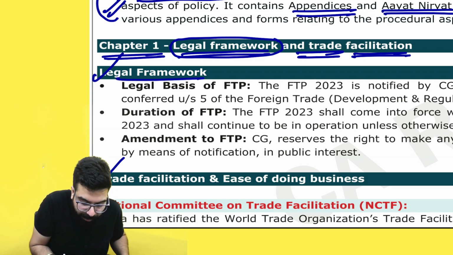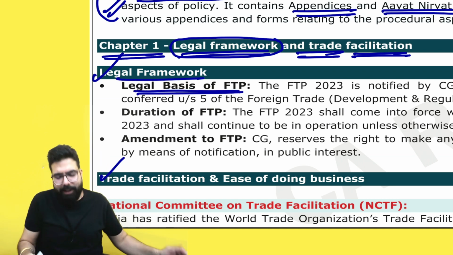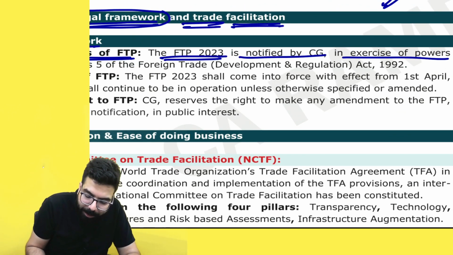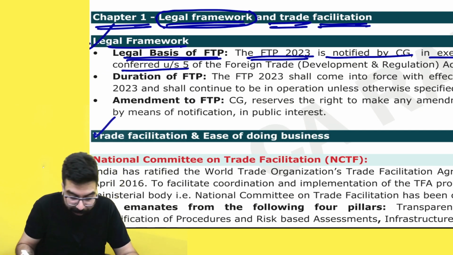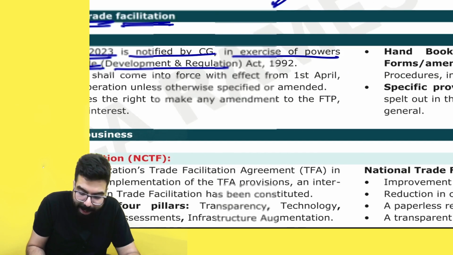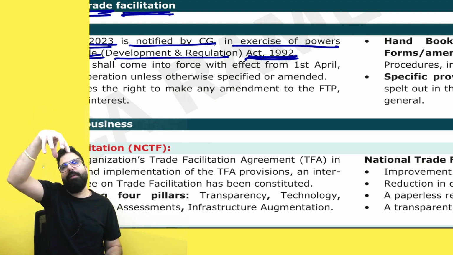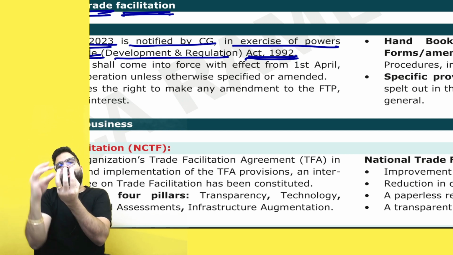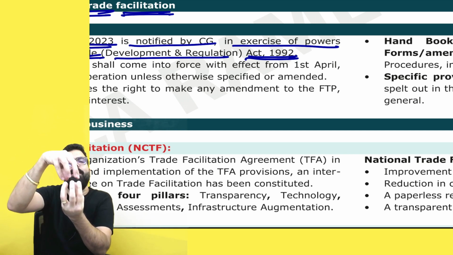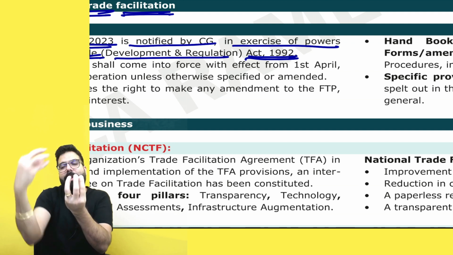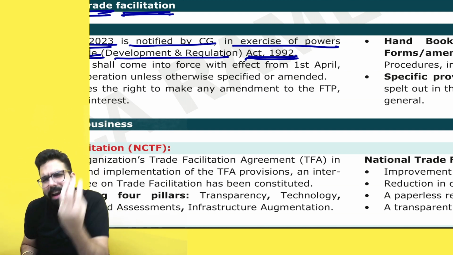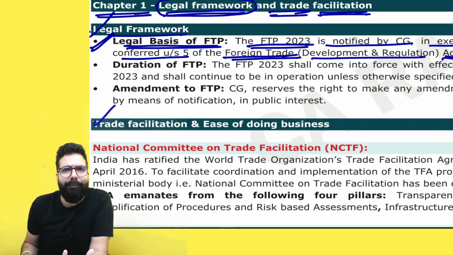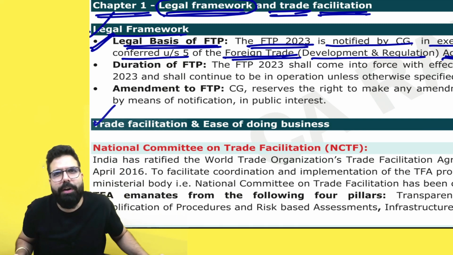The legal basis of the foreign trade policy: the foreign trade policy 2023 is notified by the central government in exercise of the power given under section 5 of the Foreign Trade Development and Regulation Act 1992. Section 5 is the legal language that allows you to make the foreign trade policy. So the legal basis, who allowed you to make the foreign trade policy 2023, is section 5 of the Foreign Trade Development and Regulation Act.